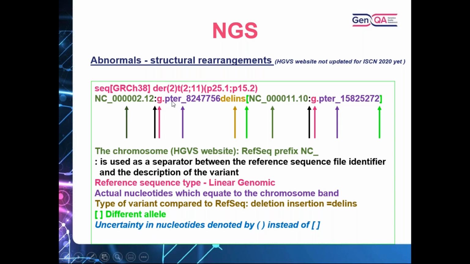You actually have the nucleotides, which equate to the chromosome band. This is the type of variant compared to the reference sequence, so a deletion insertion means deletions. And then this is the other allele. This is coming from chromosome 11. So you put these in square brackets, and then you again use the reference prefix, the reference sequence file, which is chromosome 11, it's still G, and then these are the breakpoints on chromosome 11. If you're not sure about the nucleotides, this is when you use the round brackets instead of the square brackets.